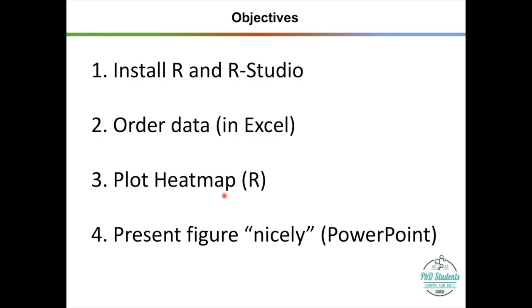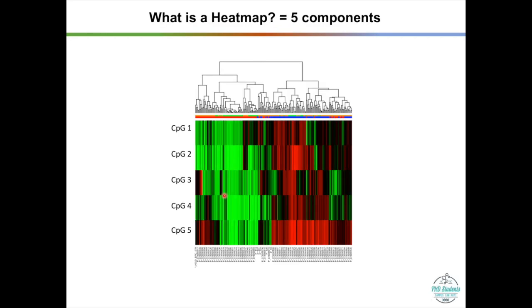But what is a heat map, right? Why do we need heat maps? A heat map is a very common and useful representation that helps us to explore how our data behaves in an unbiased and impartial fashion. So let's go simple. A heat map is composed of five components.